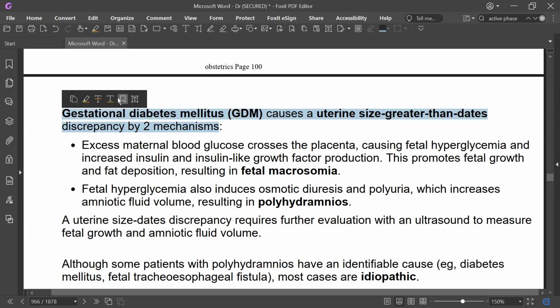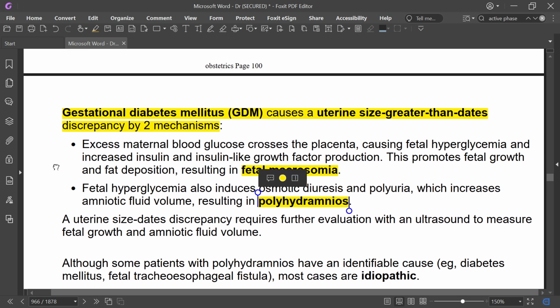Gestational diabetes causes uterine size greater than dates discrepancy by two mechanisms. It can cause fetal macrosomia, and it can cause polyhydramnios. How do these happen? Excess maternal blood glucose crosses the placenta, causing fetal hyperglycemia, increased insulin secretion, and insulin-like growth factor production. These promote fetal growth and fat deposition, resulting in fetal macrosomia.